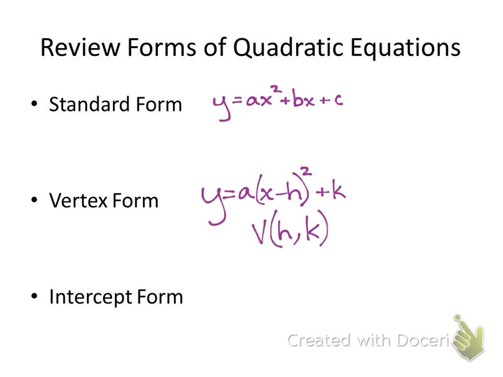Intercept form. Intercept form is y equals a times the quantity x minus p times the quantity x minus q, where p and q are x-intercepts.